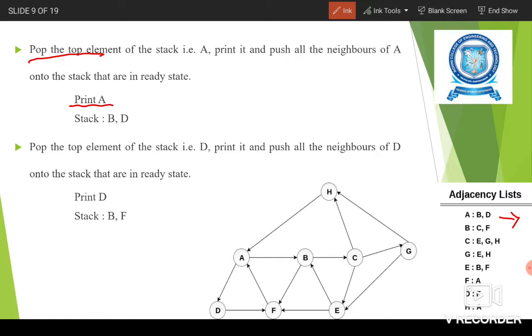Now the stack contains two elements, B and D. So here the topmost element is D. So it is popped, and the popped node is printed, and we are seeing the neighbors of D. D has only one neighbor, F. So F is pushed onto the stack. So now the stack contains B and F.